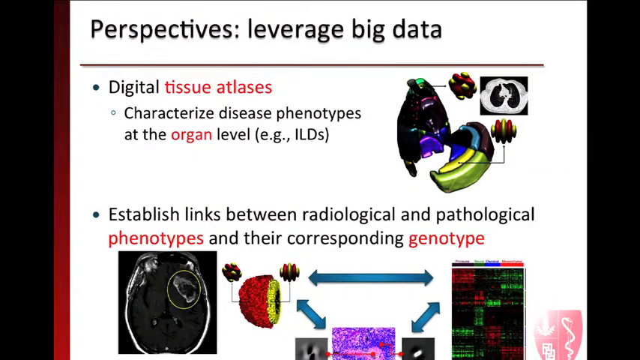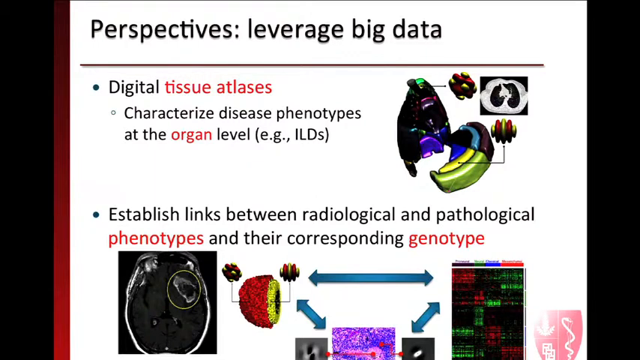So as perspective for this work, I'm really excited to use these models to leverage really large cohorts of patients in big data. We could, for example, build digital tissue atlases. Imagine we can create a prototype of what idiopathic fibrosis is, for instance the prototype textures in the apex of the lung. And so we can create disease phenotypes at the organ level.